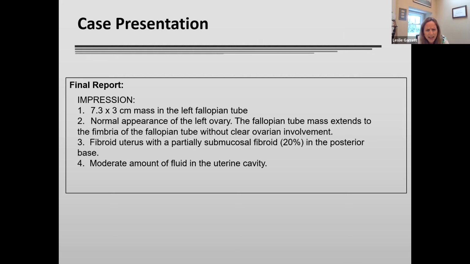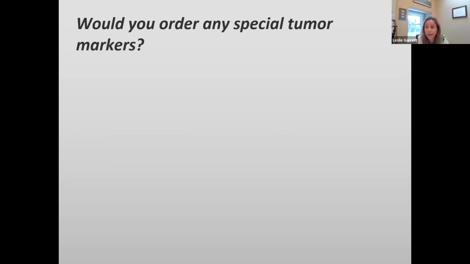And so you get an MRI and the MRI says there's a mass in the fallopian tube and the left ovary looks normal. And she's got some fibroids and a moderate amount of fluid, which is probably a little bit more than there should be in the uterine cavity, which maybe is why she's been having bleeding, but maybe it's because that IUD has been sitting in there for too long. So now you have a choice to make: do you refer now?